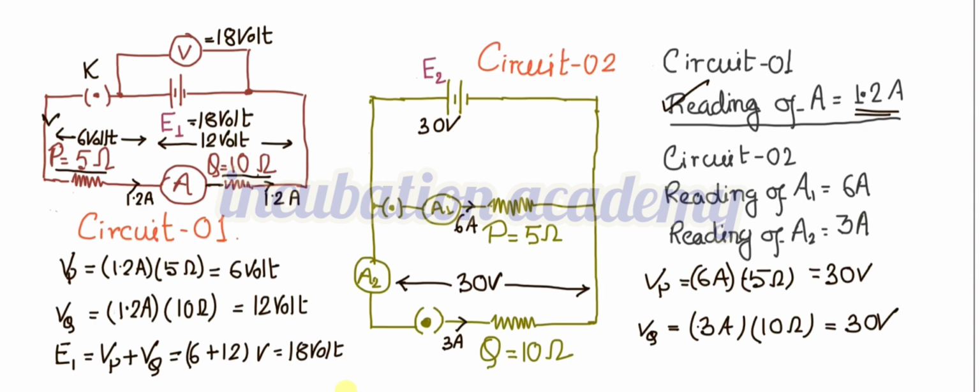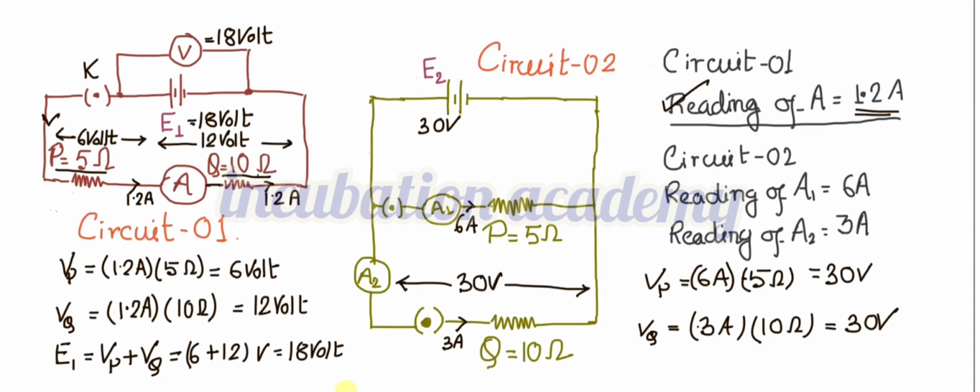The voltage drop or potential drop across P is 6 volt. The potential drop across Q is 12 volt. Since the ammeter is considered ideal, the potential drop across it is 0. So the total potential drop is 18 volt.